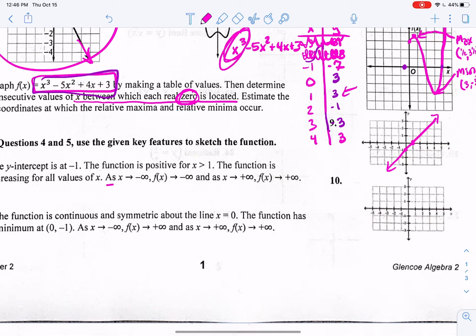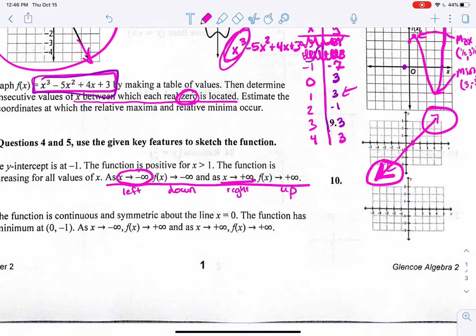Okay, so then let's look at the end behavior here. As x goes to -infinity, this says as it's going to the left, it's going down. As it's going to the left, is it going down? You betcha. As x goes to +infinity, that means as it's going to the right, it's going up. As it's going to the right, it's going up. Yep, that's consistent. So this number 9, that is what it looks like.